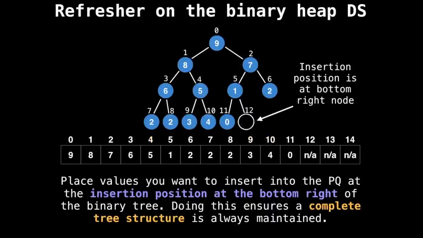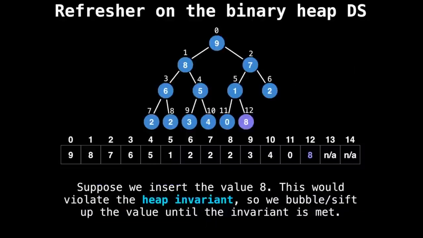Whenever you want to insert a new value into the priority queue, you insert the new value at the insertion position at the bottom right of the binary tree. Suppose we want to insert the value 8. This would violate the heap invariant, so we need to bubble up the value until the invariant is met.